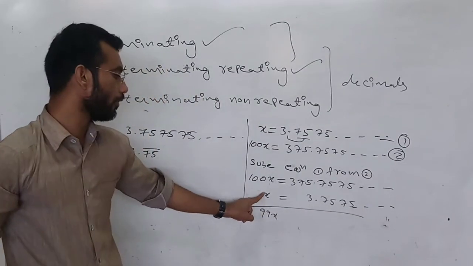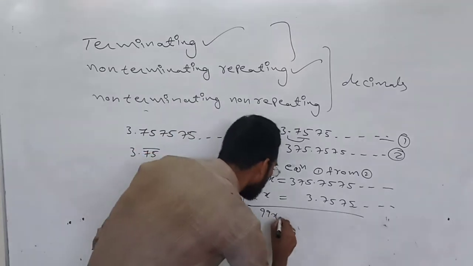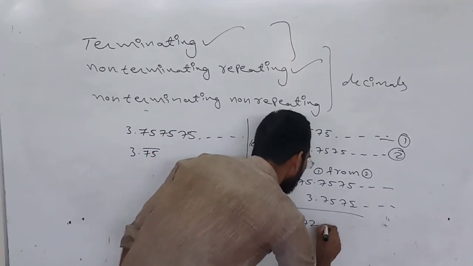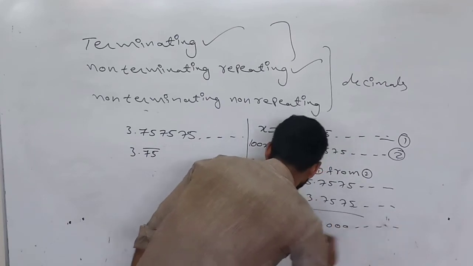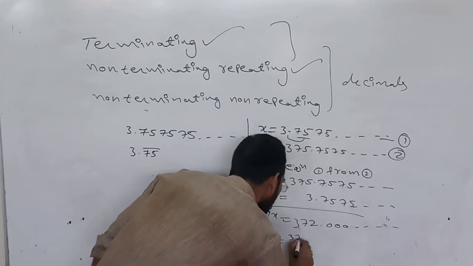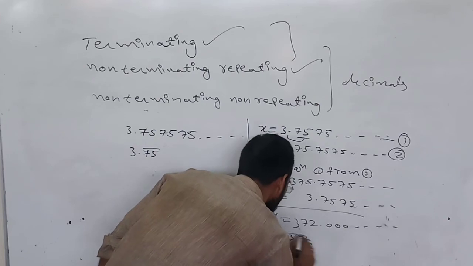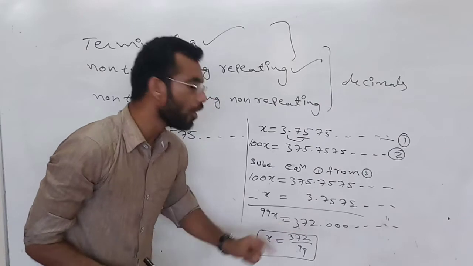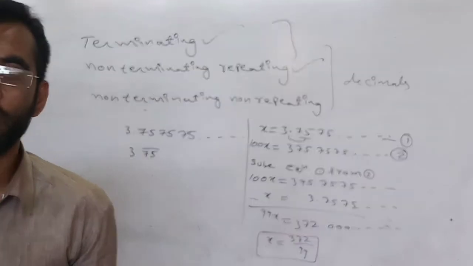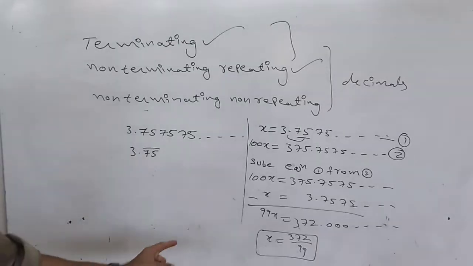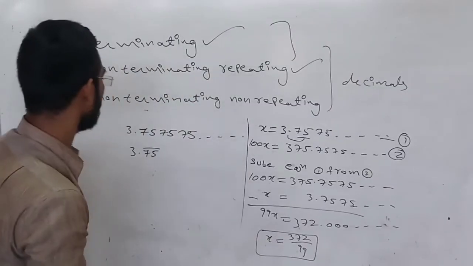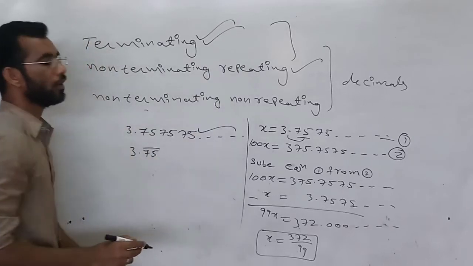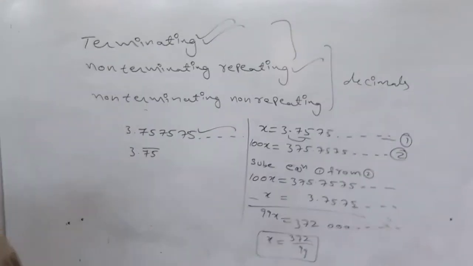See, if nothing is written, it is always 1 here. Equal to 375 minus 3, 372.0000, and so on. Now x is equal to 372 by 99. Is it in the form of p by q? Yes, it is in the form of p by q. Then it is a rational number. That means we can convert the repeating decimal and the terminating decimal into the form of a rational number.